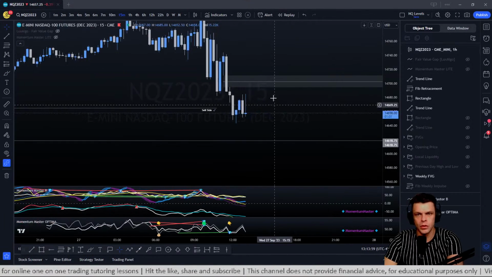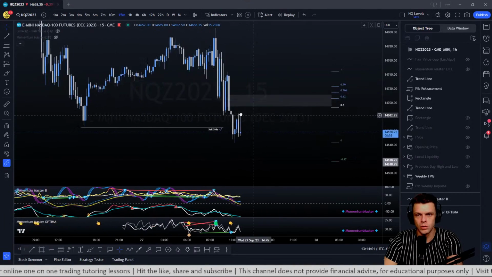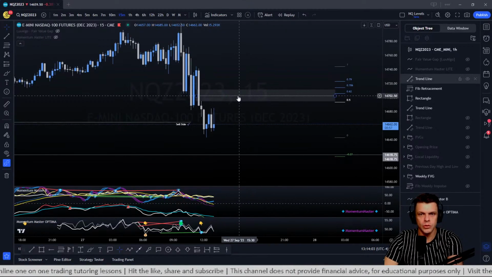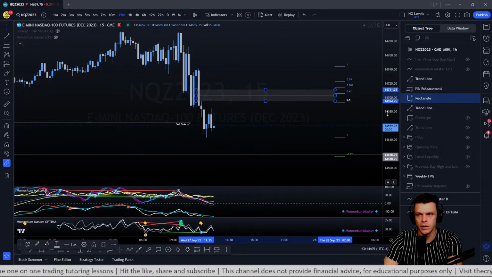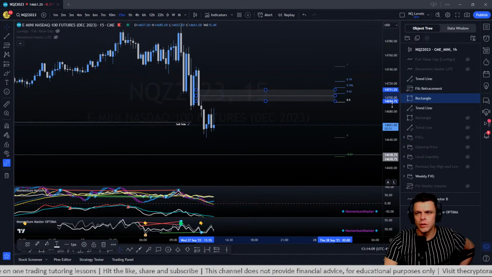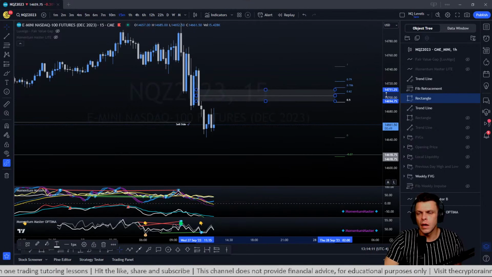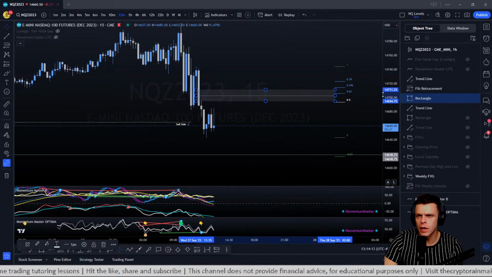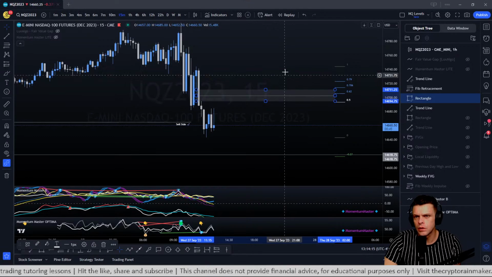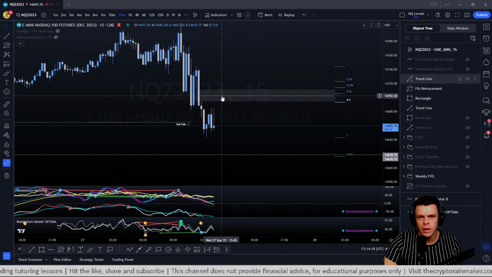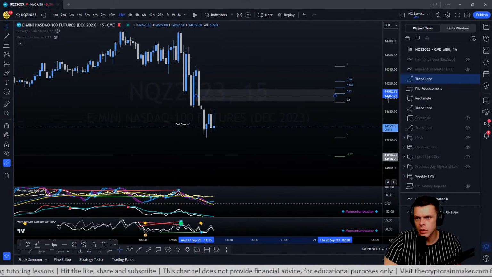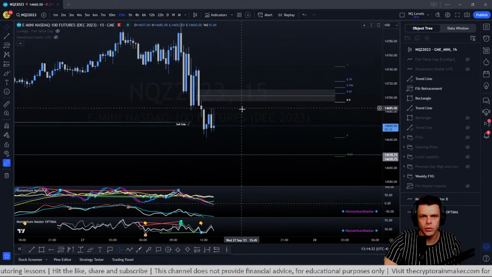Okay, so if we push to the upside this afternoon, I'm watching for potential rejection in this area. So the lower end of the fair value gap is at 14,694, and the upper end of the fair value gap is at 14,711, and then the midpoint of the gap is at 14,702.